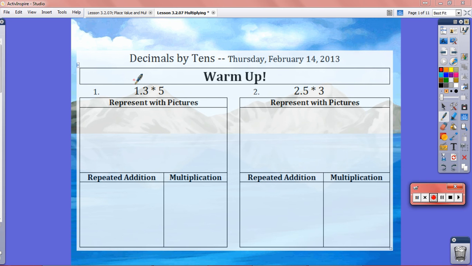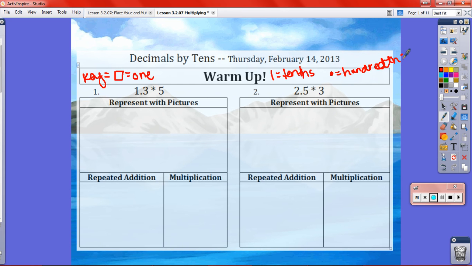This warm-up is a review of our last lesson when we started multiplying decimals by single-digit numbers. In this lesson, we'll be multiplying decimals by multiples of 10. So just as a review, we have been using a key to help us identify different place values. A square is the ones place value, a line is the tenths place value, and a dot is the hundredths place value.